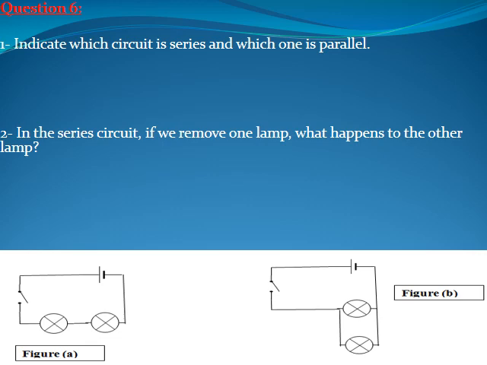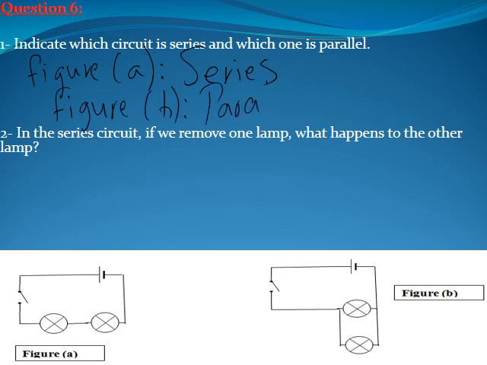Question number 6. Indicate which circuit is series and which one is parallel. Look at the figures A and B. Which figure is for the series and which one is for the parallel? Figure A is series, while figure B is a parallel one. In the series circuit, if we remove one lamp, what will happen to the other lamp? The other lamp will turn off.